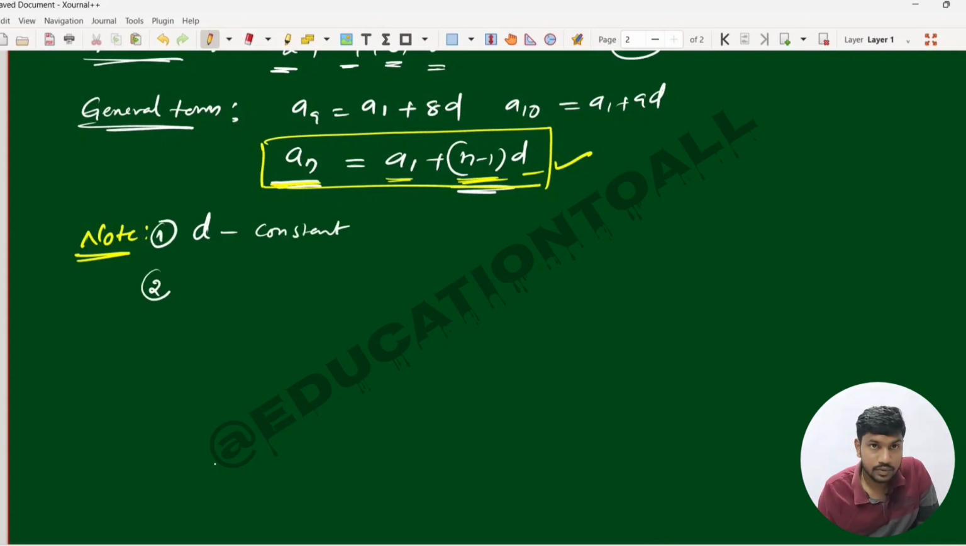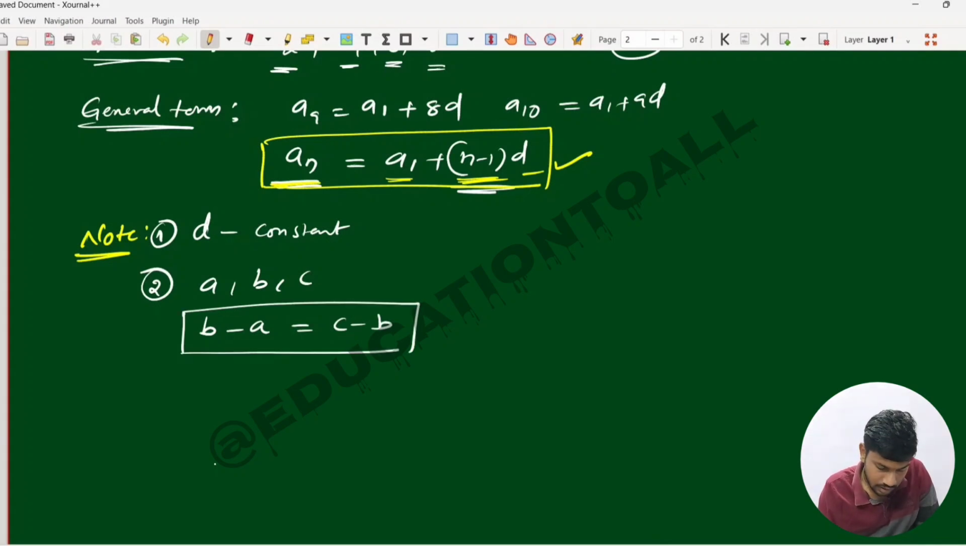Point number 2. I take the numbers A, B, C. If the 3 consecutive numbers are in AP, then it should follow B minus A is equal to C minus B. From this I can solve for B. Sending B to the left side, minus B goes to the opposite side as plus B, and C plus A. Minus A sent to the opposite side is plus A. B plus B is 2 times B, which is equal to C plus A, where B is equal to (C plus A) divided by 2.